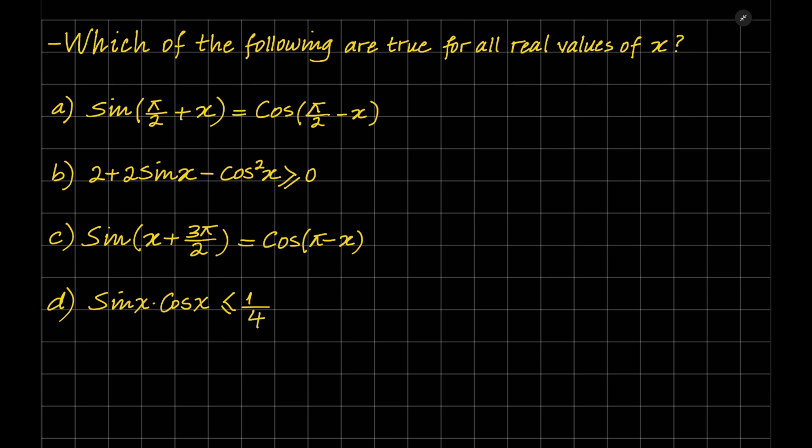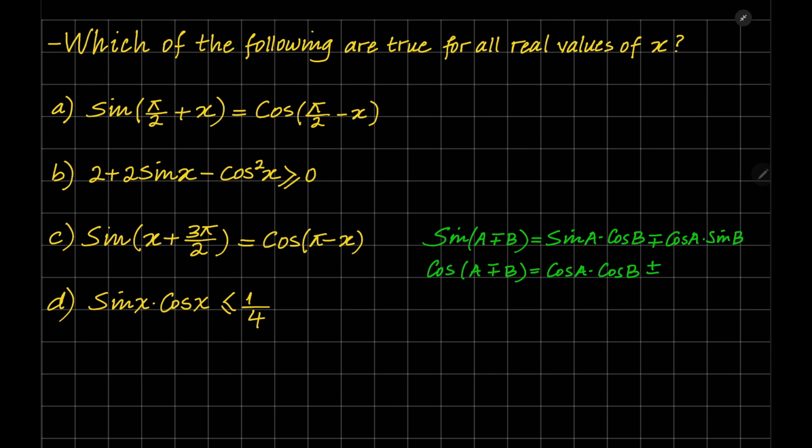Let's first remember the trigonometric rule. Sine of a minus plus b is equal to sine a times cosine b, again minus plus, cosine a times sine b, and cosine of a minus plus b is equal to cosine a times cosine b plus minus sine a times sine b.